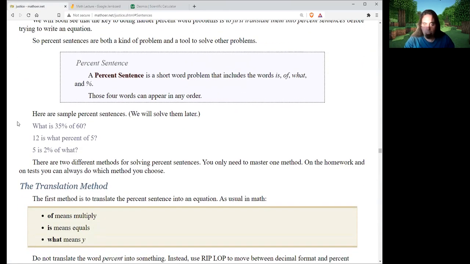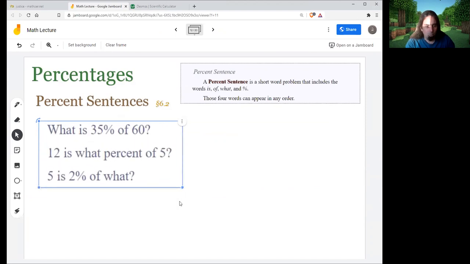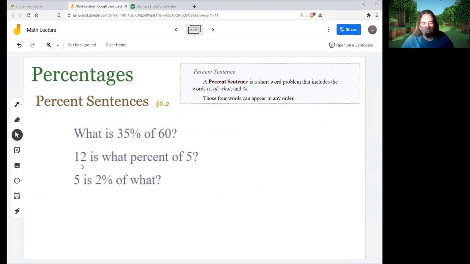So here are 3 examples that we can look at more carefully. What is 35% of 60? 12 is what percent of 5? 5 is 2% of what? Sometimes we know what the percent is. Other times it asks us for the percent. Sometimes a what comes in the beginning, sometimes a what is in the middle, sometimes a what is at the end. So we can have this all sorts of different ways.